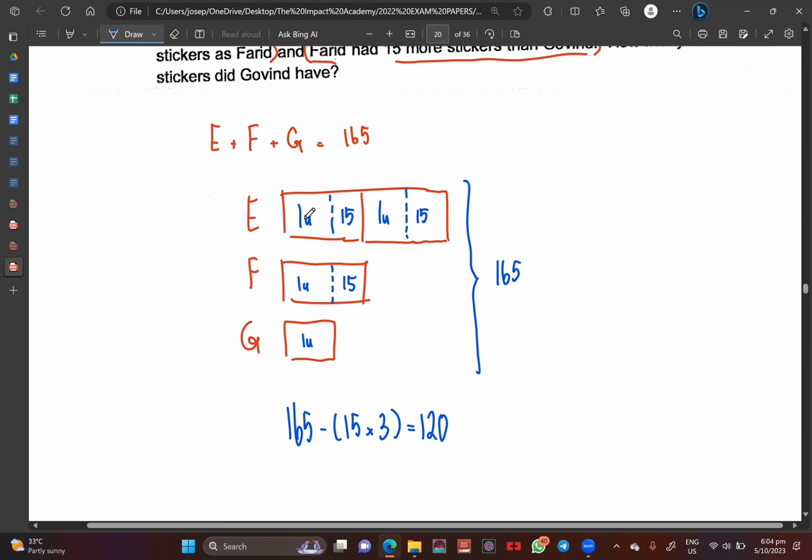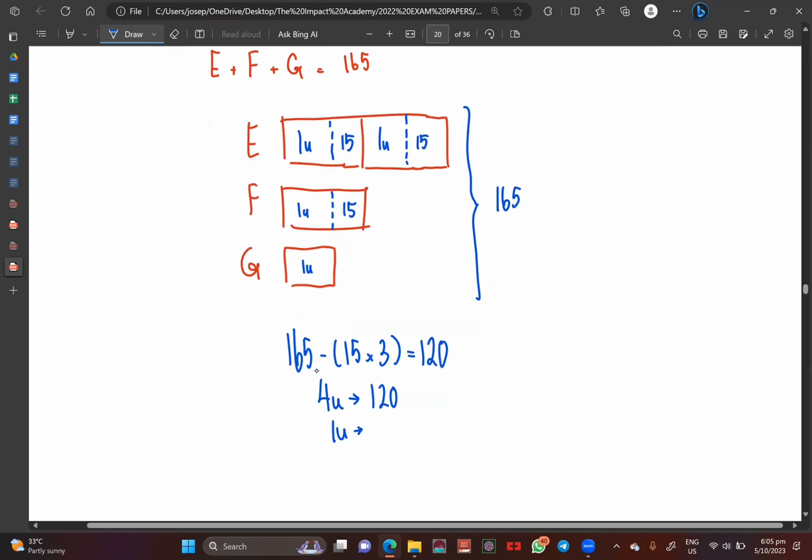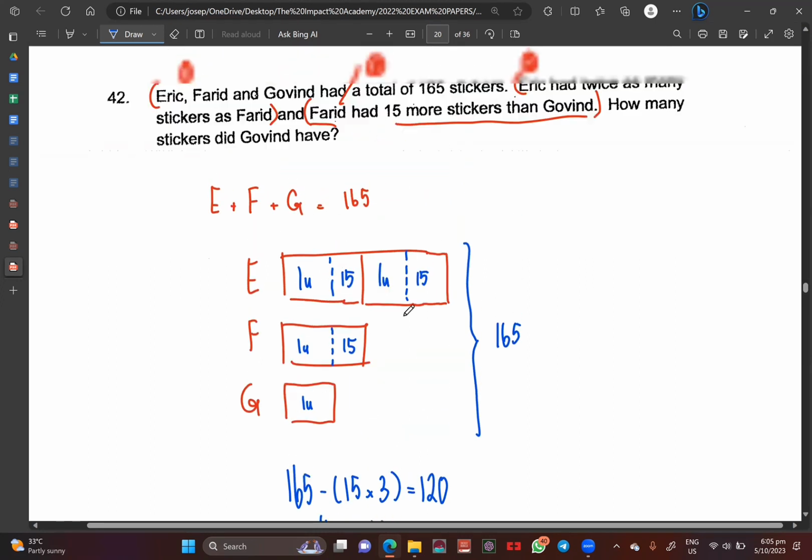Correct? How many units equals to 120? 1, 2, 3, 4. So we say 4 units is actually equals to 120. You all agree so far? So 1 unit will be 120 divided by 4. We get to 30. Now, then Mr.